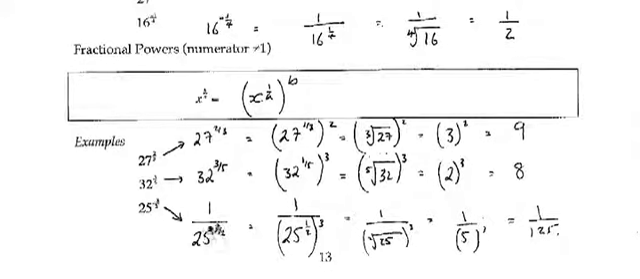I then dealt with the fraction by turning it into a fraction with 1 on the top, so 25 to the 3 over 2 is 25 to the 1/2 cubed. The power of half means the square root. Square root of 25 is 5. 5 cubed is 125.